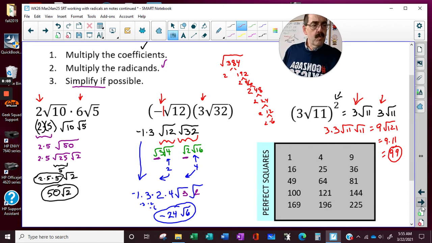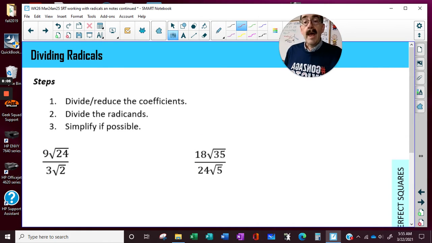But now we want to study dividing radicals. I know we all love division, right? There are some special things we need to study here. So the first thing is, let's look at the coefficients. Divide and reduce the coefficients. Well, that's easy. 9 divided by 3. How many times does 3 go into 9?